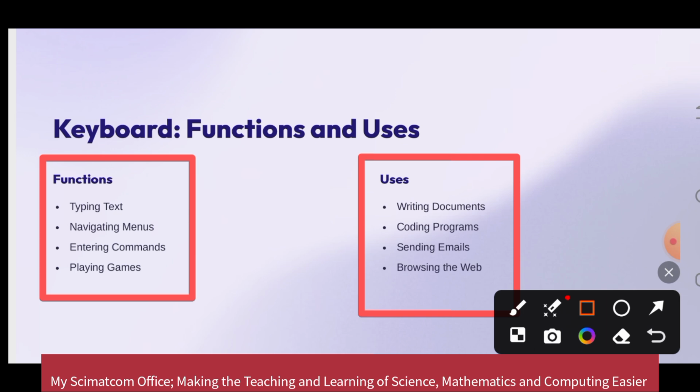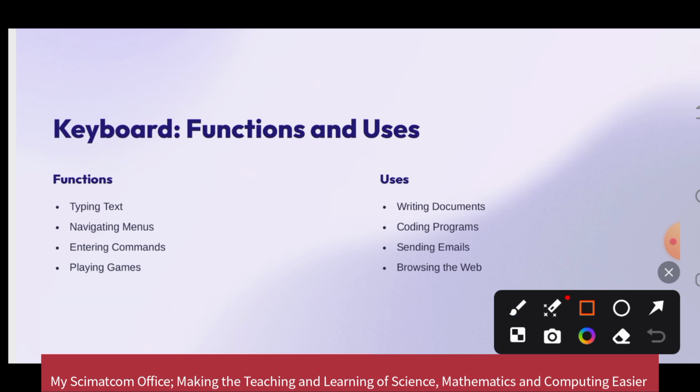So the keyboard has functions and it has uses. In most books, they are used interchangeably, but when we are to differentiate them, these are the functions, these are the uses of the keyboard. So the keyboard functions by typing text, navigating menus, entering commands, playing games, and the uses are writing documents, coding programs, sending emails, and browsing the web. You can use these interchangeably and you will not be penalized.